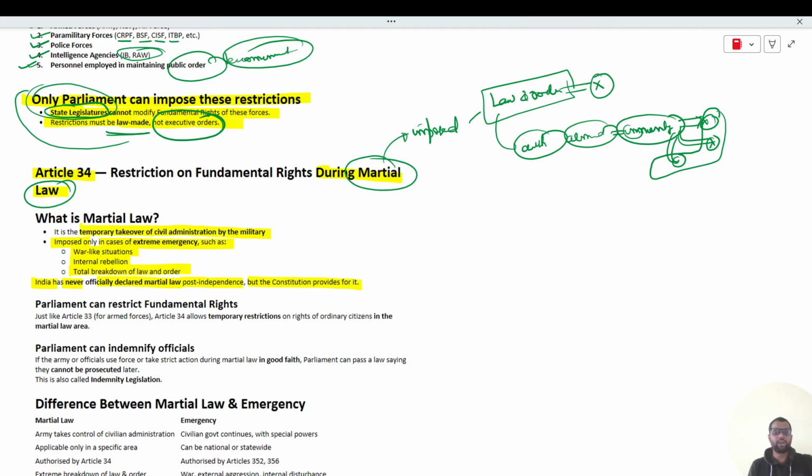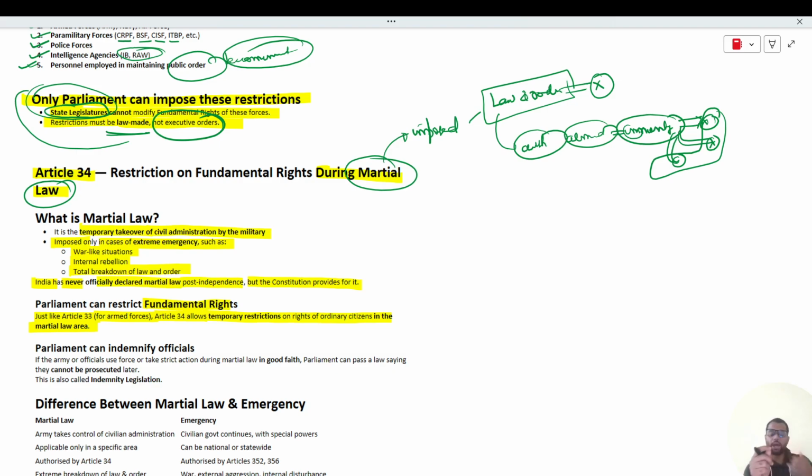So the Parliament can restrict fundamental rights. Just like Article 33 for armed forces, Article 34 allows temporary restrictions on the rights of ordinary citizens in the martial law area. So wherever martial law is imposed, there are restrictions on the fundamental rights of the ordinary citizen. Article 33 restricts the fundamental rights of the people related to maintenance of law and order, that is, those working in the paramilitary forces, armed forces, police forces, IB, etc. Article 34 restricts the fundamental rights of the ordinary citizen wherever martial law is imposed.